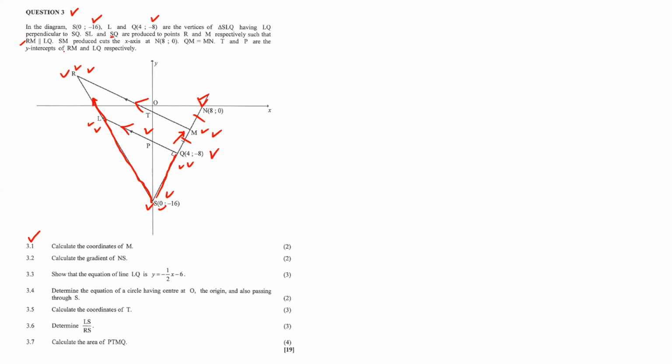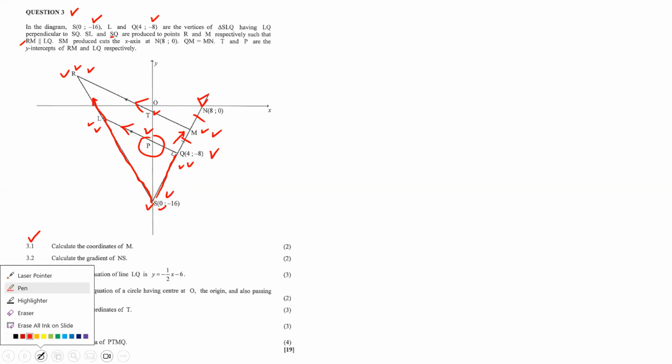T and P are the y-intercepts of RM and LQ respectively. P is obviously the y-intercept, but T is also a y-intercept. That is very clear. All right, we are so good. Let's continue now to answer the question. Let me clean up the diagram a little bit so that we have a tidy diagram to deal with.